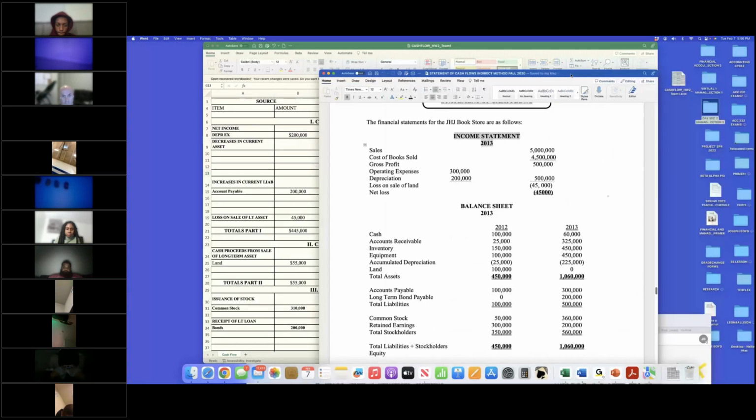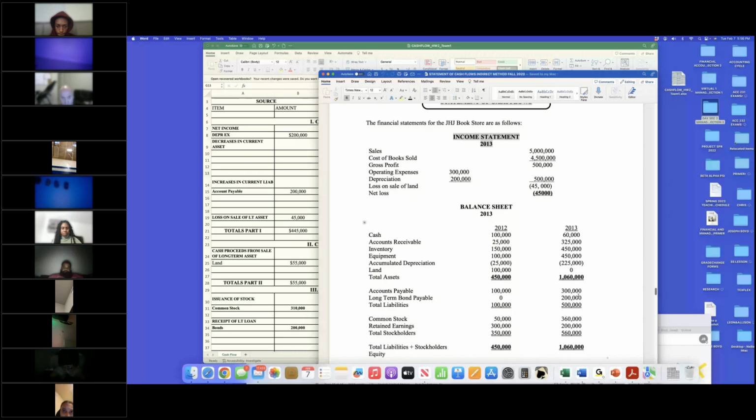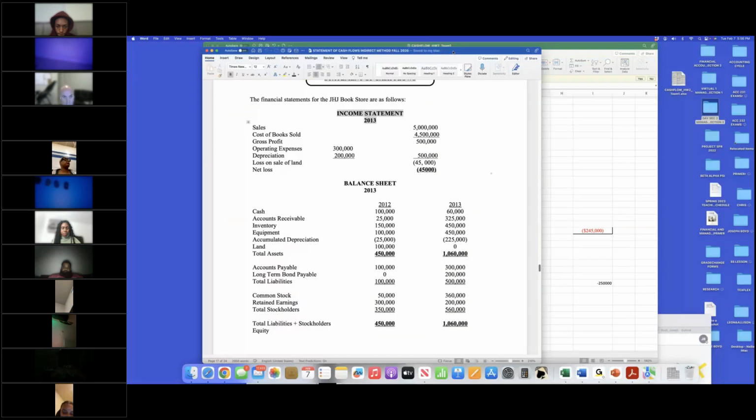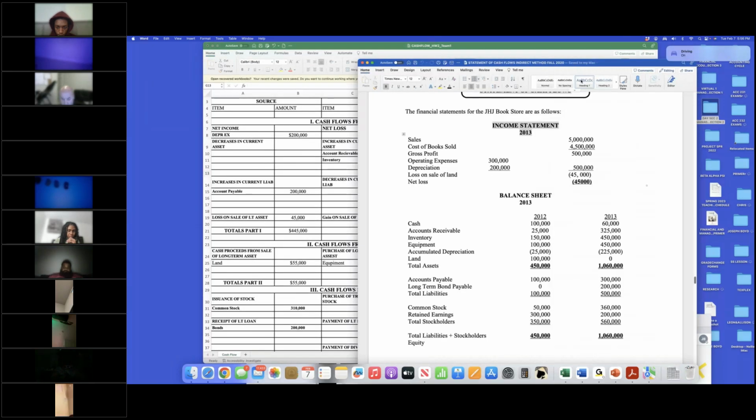And what the balance sheet is showing is that you had land, now it's gone. How much money did you get for the land? If we had a loss on the sale of that land of 45,000, then we only got 55,000 for the land. Okay? So you can have a gain, you can have a loss.